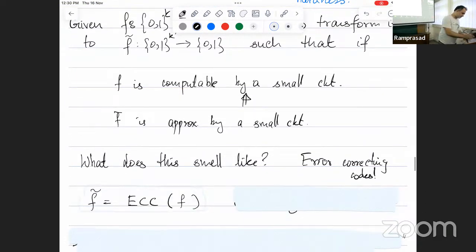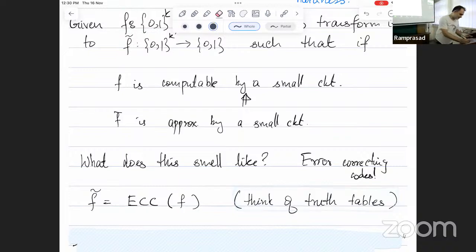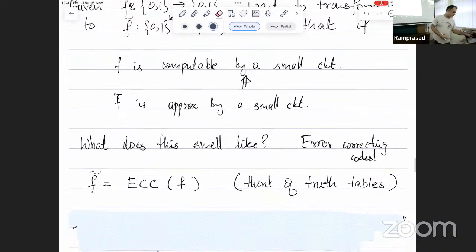So what we are going to do is define f tilde to be some error correcting code applied on f. What do I mean by applied on f? Think of them as truth tables. By f, I mean just imagine the string as being the large truth table. Apply the error correcting code on f, and you get a larger string. Interpret that larger string as a function and call that f tilde. So that's what the transformation is going to be.